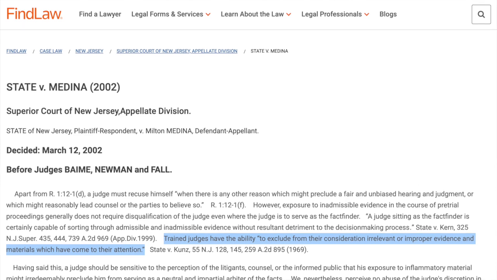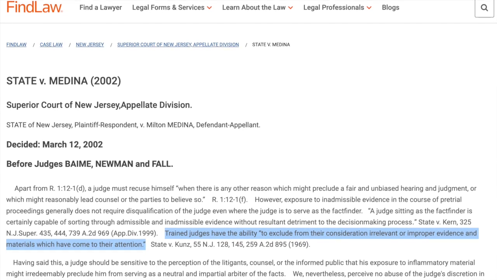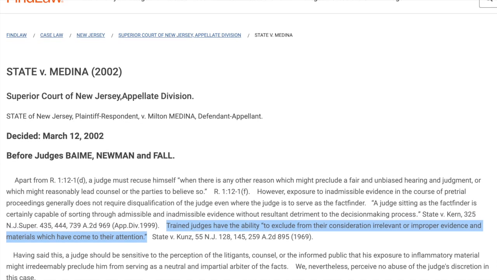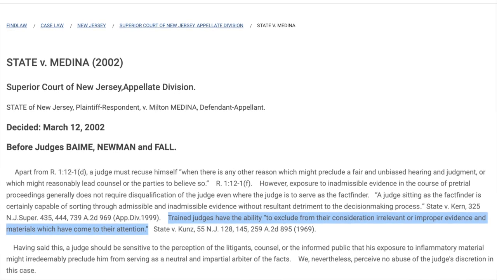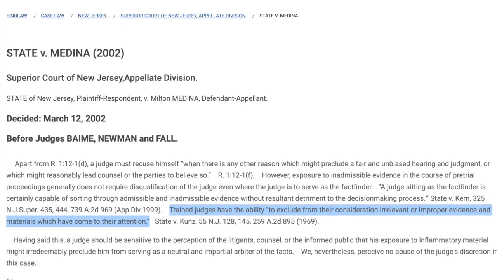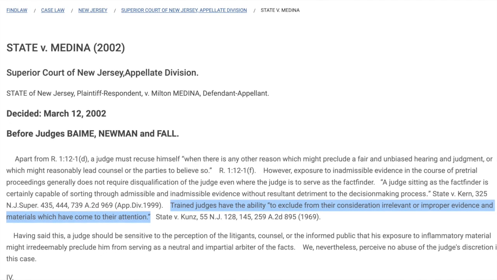Well, here's what it says. Trained judges have the ability to exclude from their consideration irrelevant or improper evidence and materials which have come to their attention. And that's quoting a Supreme Court case, State versus Kunz, 55 N.J. 128. That's an old murder case. Yep, I think that might have been from Mercer County, actually.